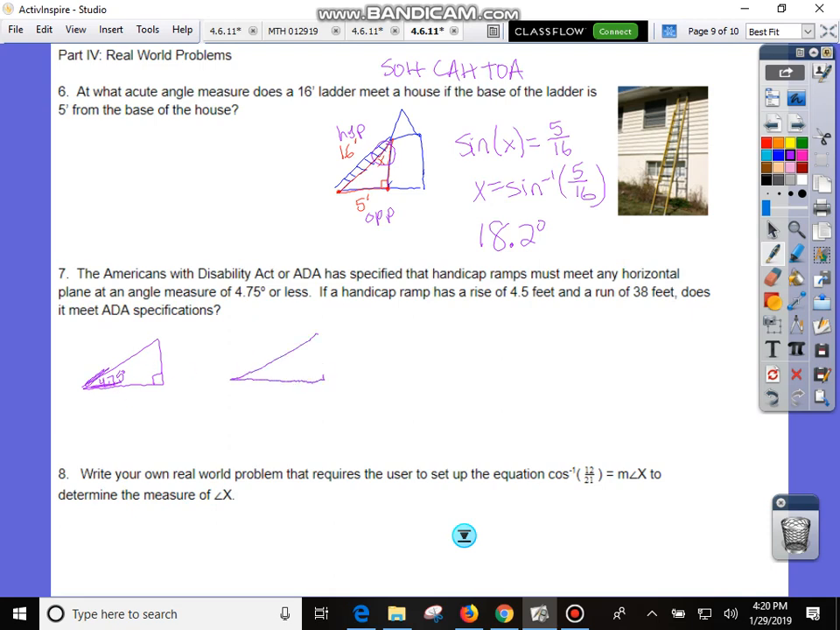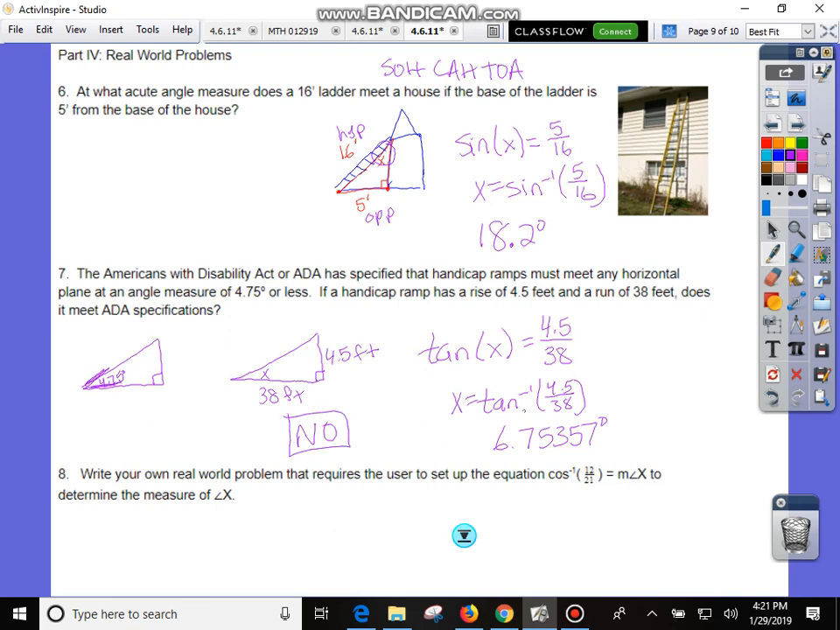And what we're saying is we actually have one that has a rise of 4.5 feet. So it goes up 4.5 feet and a run of 38 feet. And the question is, is this angle within the standard? So we want to find that angle measure and solve. So here I have an opposite and an adjacent. So I'm going to do a tangent of X equal to that opposite 4.5 over adjacent 38. We do have those units being the same. And then we solve with an inverse. So X is equal to the inverse tangent of 4.5 over 38, and that is going to come out to about 6.75357 degrees. And the question is, is it this or less? And the answer is no. So we can answer this question in just one word, but with all of that work showing.